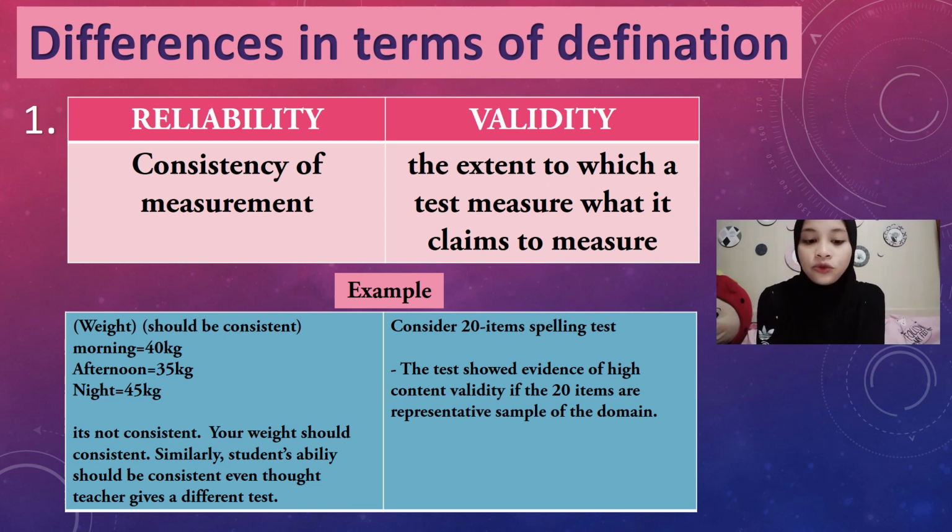Similarly, students' ability needs to be consistent, no matter which test you use to measure it. So the definition of validity is the extent to which a test measures what it claims to measure. For example, consider a 20-item spelling test. The test shows evidence of high content validity if the 20 items are a representative sample of the domain.